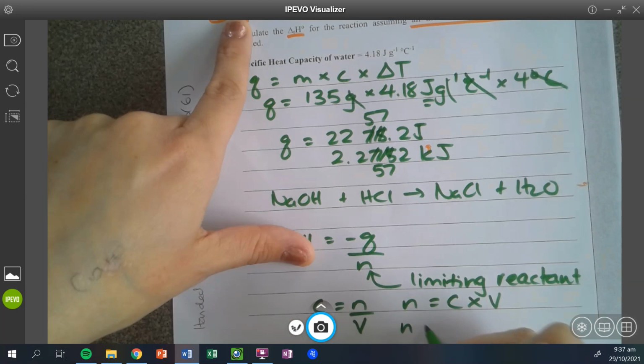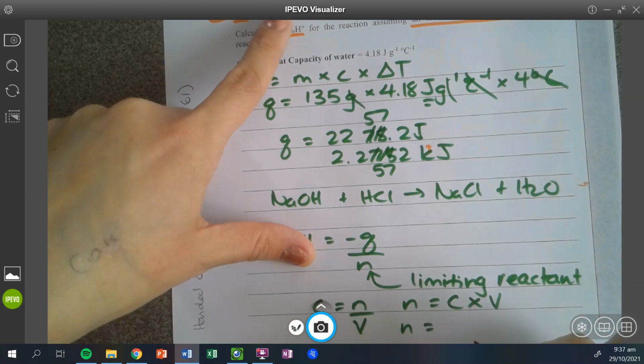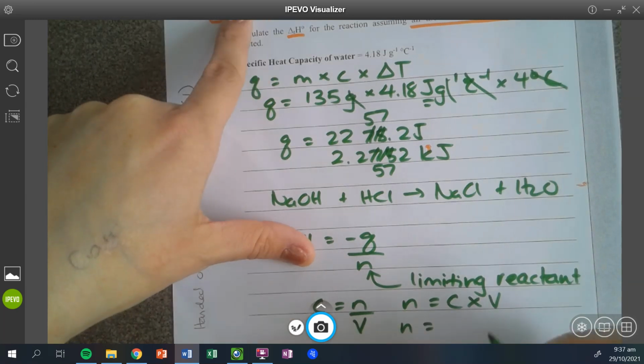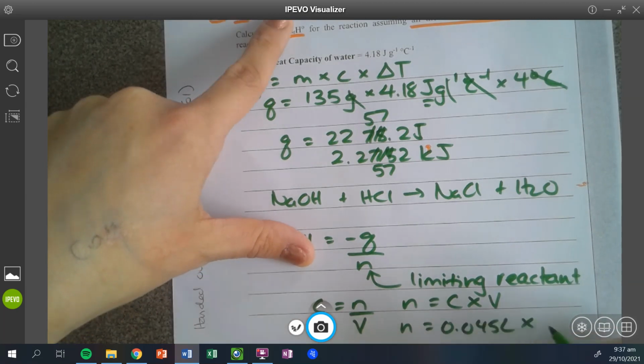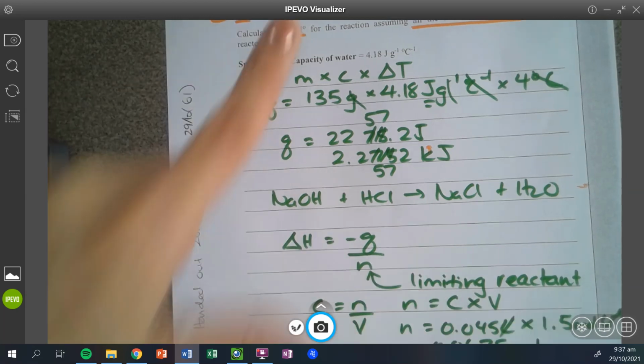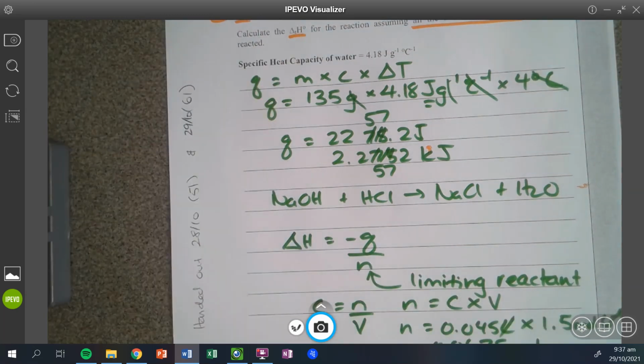So n equals, the volume is 45 milliliters, so I need to convert that to liters. And I need to multiply it by the concentration, which is 1.5 moles per liter. I see that the liters cancel out, which is what I want, and I'm getting a mole value. And I get my mole value to be 0.0675 moles. Did you guys get that? Okay, cool. Just checking their math.